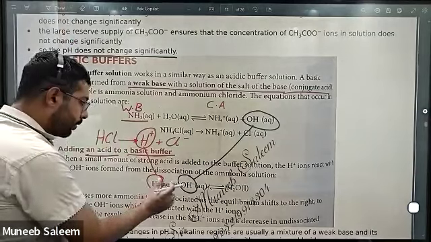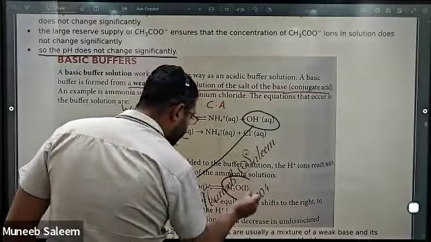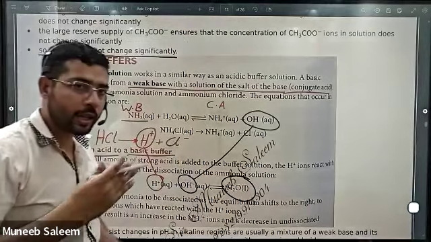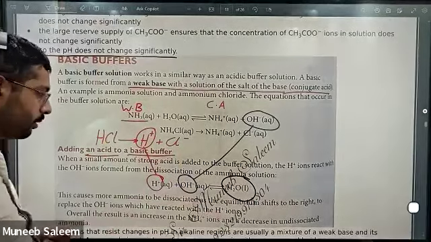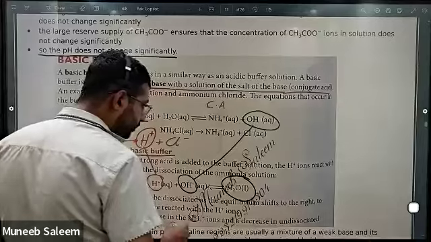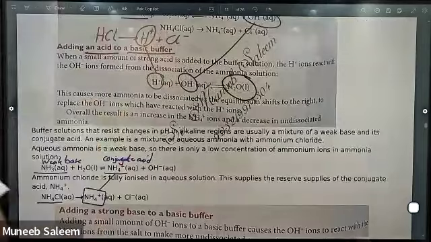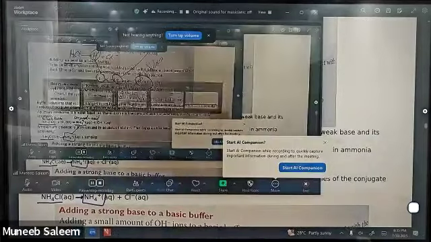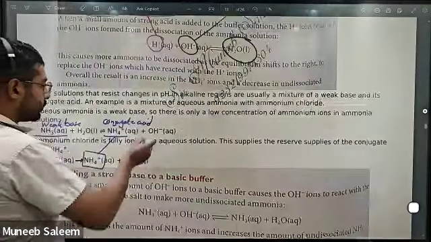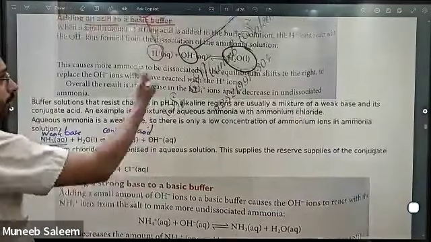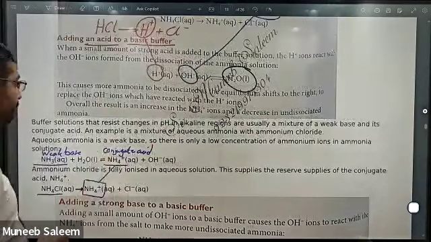When these two react with each other, you will again get water. So water has been formed here. Now this water formation has maintained the pH of the solution. The pH is now maintained over here. So this is one way to understand the action of the basic buffer with the added acid.